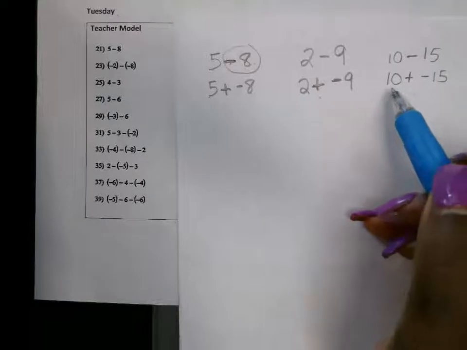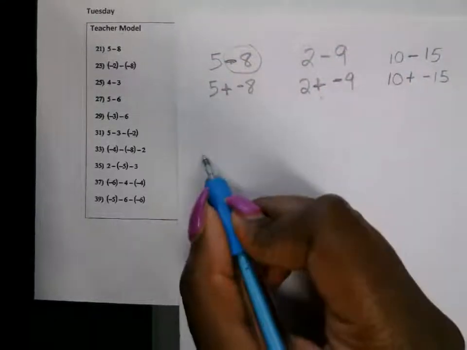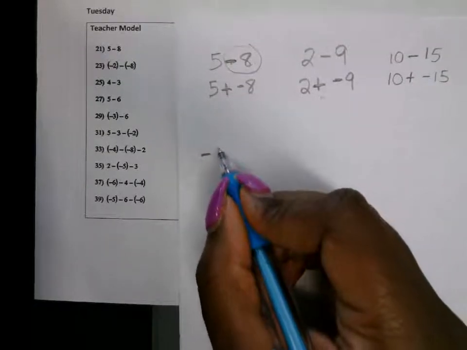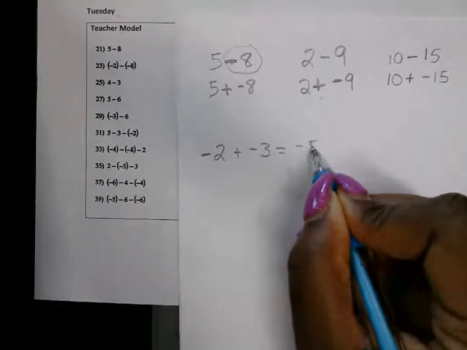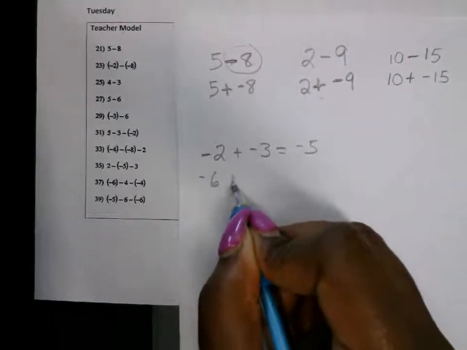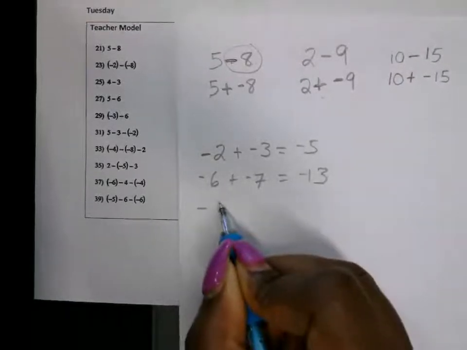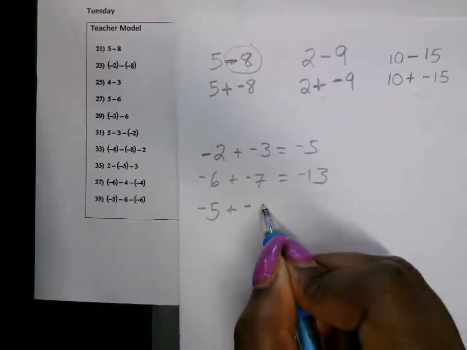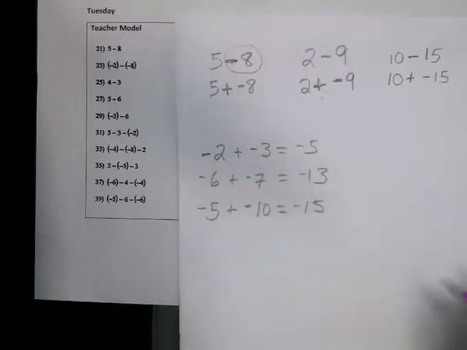And then we're going to use our rules for addition, what we did on Monday. If it's both negative, a negative plus a negative, the answer is going to be a negative. Negative 2 plus negative 3 is negative 5. Negative 6 plus a negative 7 is negative 13. Negative 5 plus a negative 10 is negative 15, and so on. A negative plus a negative is a negative.